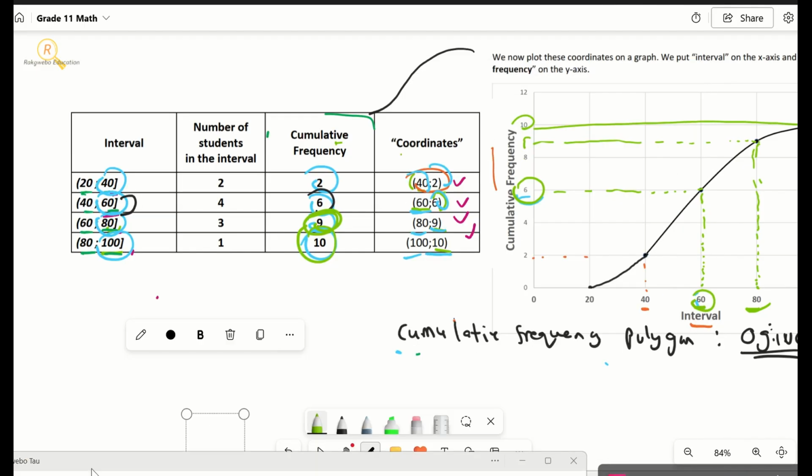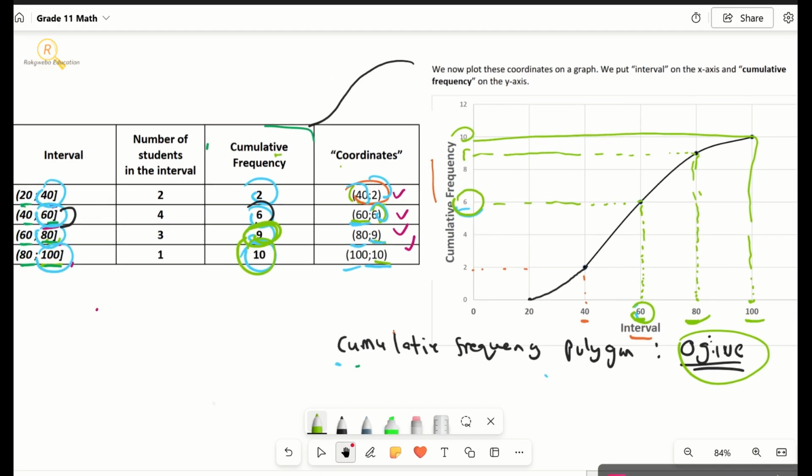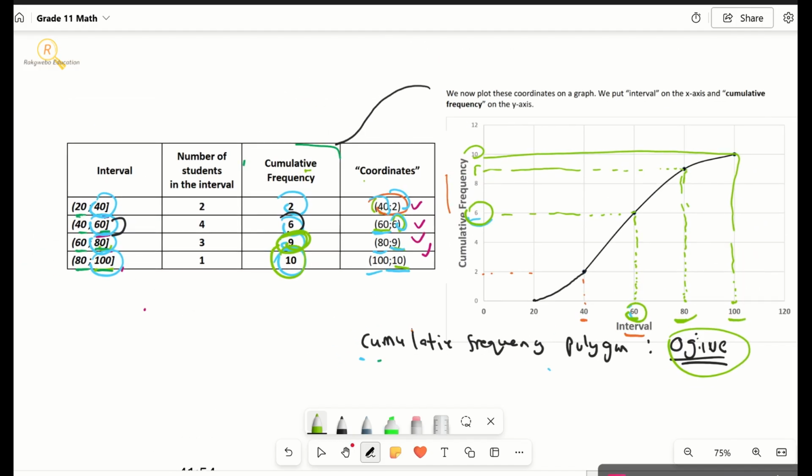Proper stuff. Okay, so that's the whole point of the cumulative frequency polygon. That's the graph you see in front of you, also known as the Ogive. However you pronounce it depends if you speak British English or American English, or South African. South African. Okay.